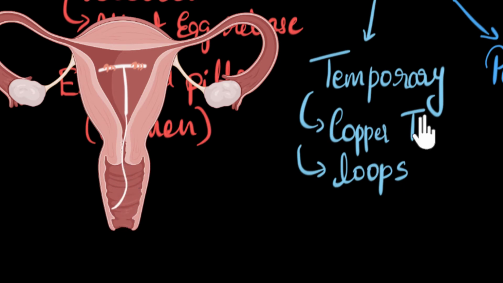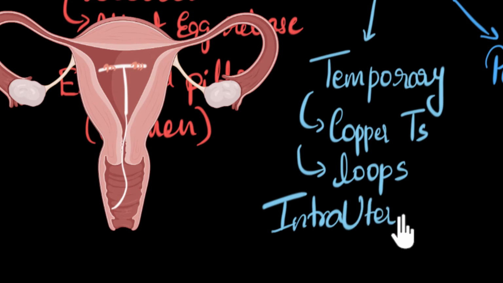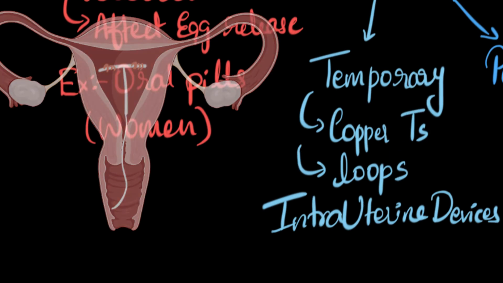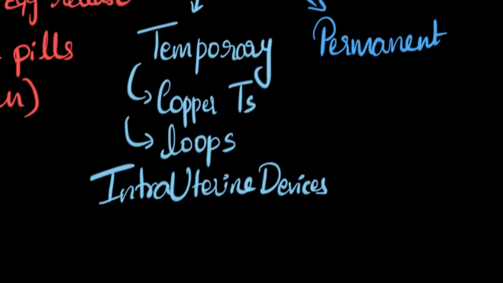And since these devices are put inside the uterus, they're often called intrauterine contraceptive devices. The short form for that is IUD. You may hear about them, IUDs. IUDs basically means these temporary methods. All right. So now let's look at the permanent methods.